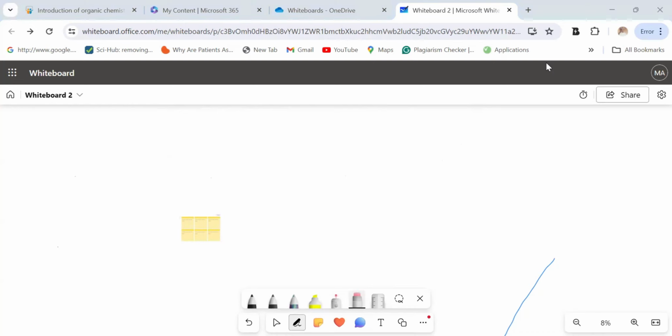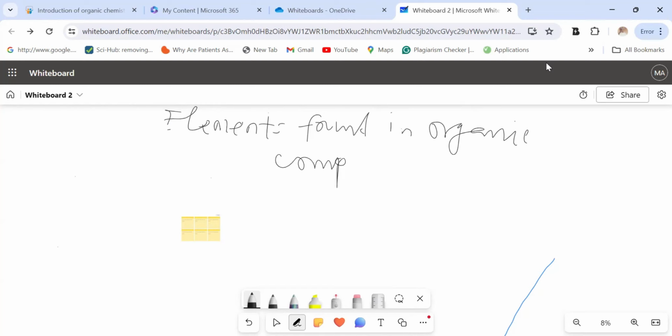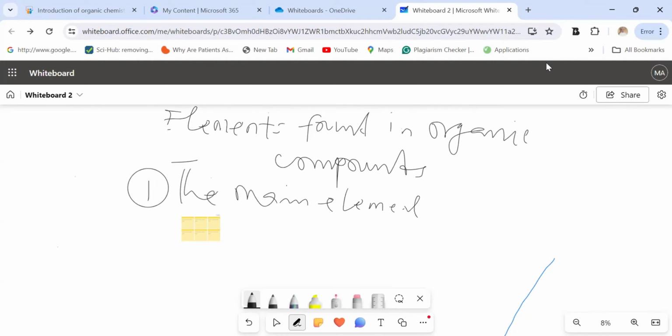The elements found in organic compounds. Number 1, we have the main element. There is a main element that is found in organic chemistry, and this main element is carbon. We have carbon as the main element.